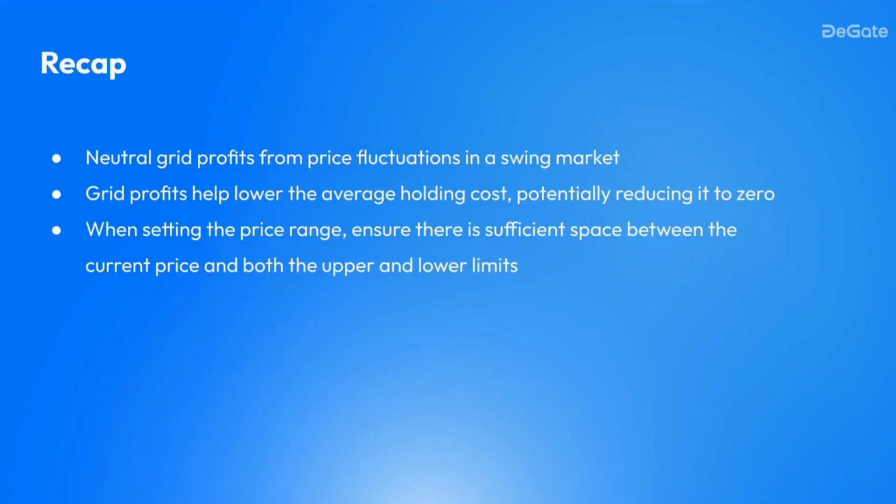Let's summarize the key points of the neutral grid. A neutral grid earns profits through price fluctuations within the range. Grid profits can lower the average holding cost, even to zero. When setting the price range, the current price should have a certain distance from both the upper and lower limits.